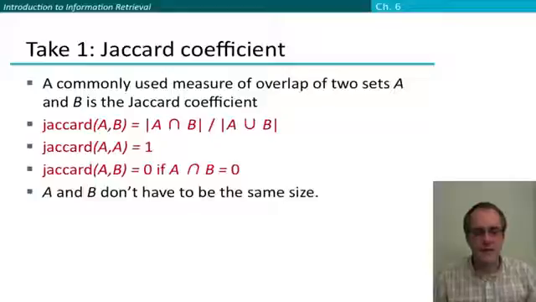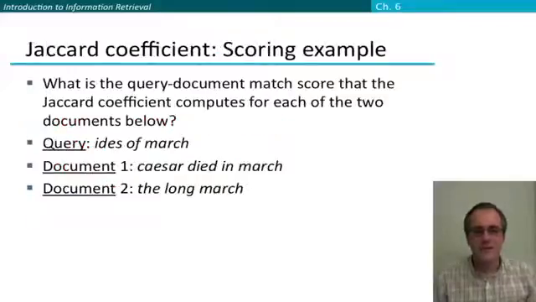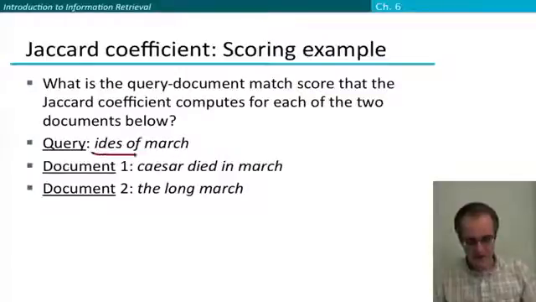Now the two sets don't have to be the same size, but you should be able to see that the Jaccard coefficient will always assign a number between 0 and 1, because at most the intersection can be as large as the union. So suppose we decide to make the query document match score the Jaccard coefficient computed for the sets of words that the two documents contain. Let's suppose our query is "Ides of March", which has these 3 words, and then we have these 2 documents.